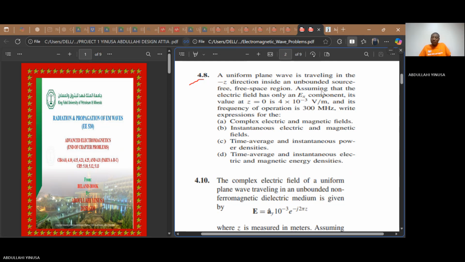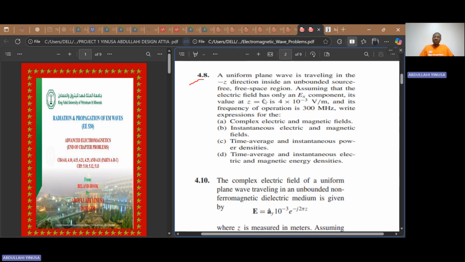Assuming that Ex at z equals 0, this is the magnitude of Ex. The magnitude of Ex is 4 times 10 to the power of something, and then the frequency is equal to 3 megahertz. The f is given, and then they ask us to find the complex electric and magnetic field. So we are going to write the complex electric field as E, which is the known value, times e raised to the power minus j beta z.